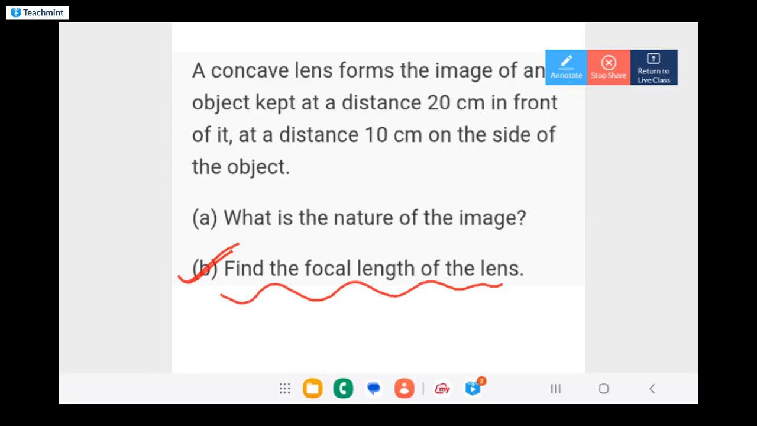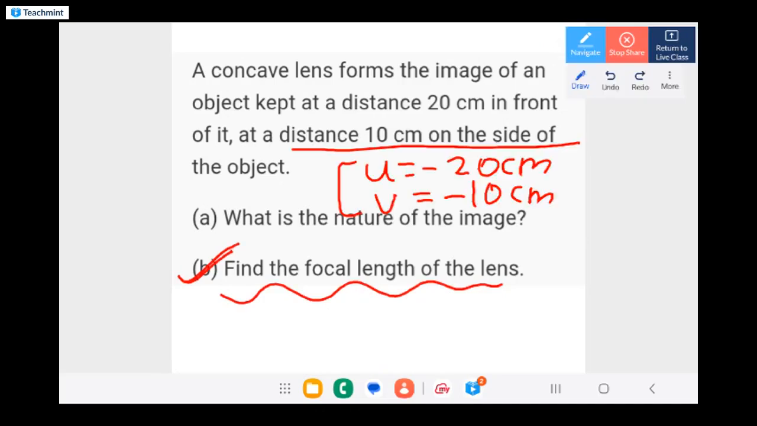I have to say what is v and u, right? Yes, what is u and what is the value of v? u will be minus 20. Yes, correct. And v will be on the side of the object, so will v be minus 10? Correct. It will be minus 10. Okay, u and v is known. Nidhi, get the value of focal length, and Rachel, tell me the nature of the image.